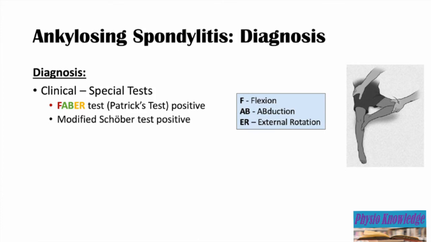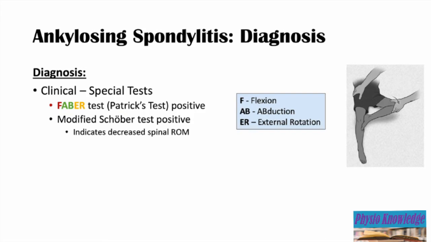There's also the modified Schober's test, which is also positive in ankylosing spondylitis. This indicates decreased spinal range of motion. Generally, we make a mark at the dimples of Venus, and we make a mark about 10 centimeters above the dimples, and then we get the patient to flex. We get them to bend over to try to touch their toes, and then we measure again, and that new measurement should be greater than 15 centimeters.